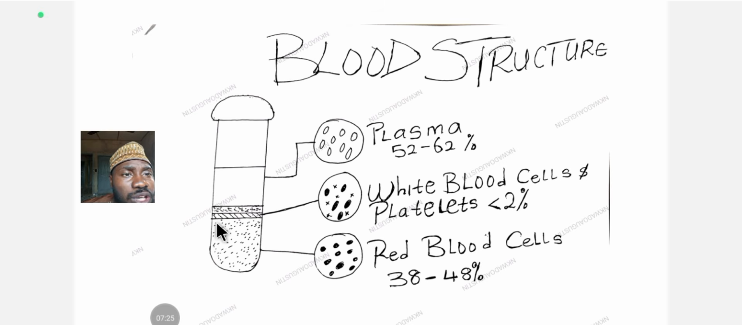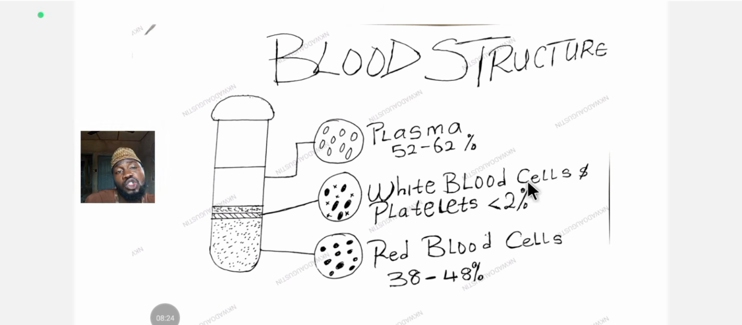And the buffy coat is divided into two layers. The upper layer of the buffy coat represents the white blood cells, while the lower layer of the buffy coat represents the platelets. The white blood cells and the platelets together make up less than 2% of the blood. So less than 2% of the blood is made up of white blood cells and platelets.